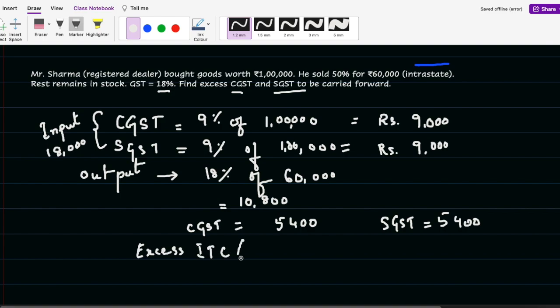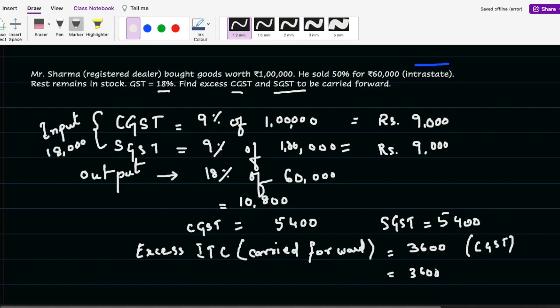So the excess ITC, whatever he is having, will be carried forward to the next month. He can claim it afterwards whenever he is able to sell those remaining items. So carried forward equals how much? 9,000 minus 5,400. CGST carried forward is 3,600, and the same 3,600 of SGST is carried forward, which can be claimed in the next month. Understood? This is it. That's it.